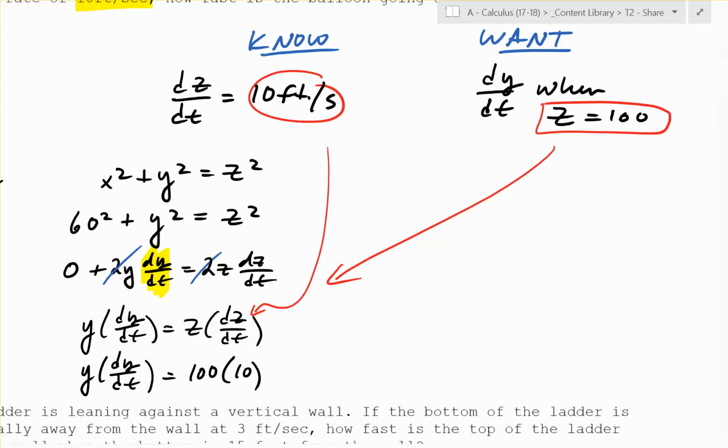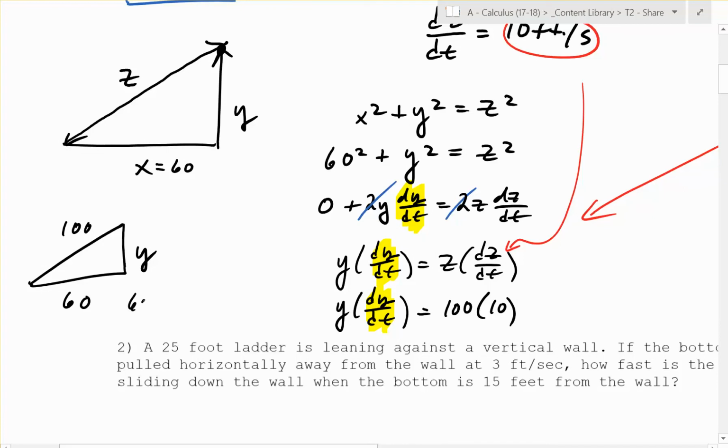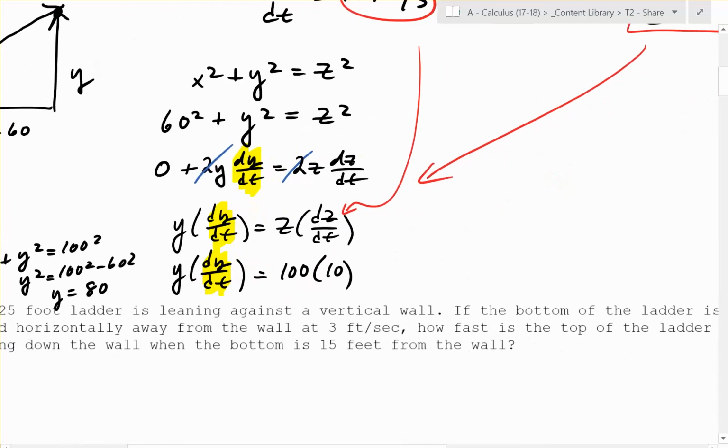And we still want dy dt, so we need to find the y value when z is 100. So we have 100 on the hypotenuse. We have 60 right here. And we need to know what y is. So you know that 60 squared plus y squared is equal to 100 squared. So y squared is equal to 100 squared minus 60 squared. And when you do this out, you can figure out that y is going to be equal to 80. Do the square root of it. It's actually a 3, 4, 5 triangle in disguise. It's 80. So what does that mean?